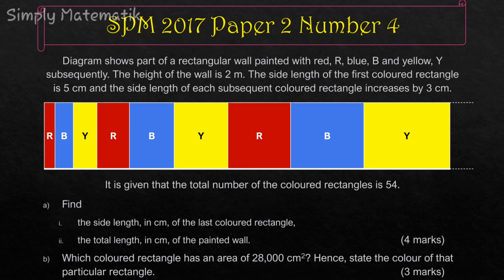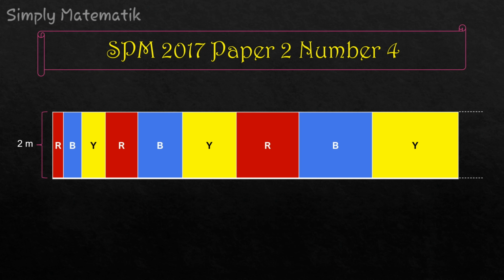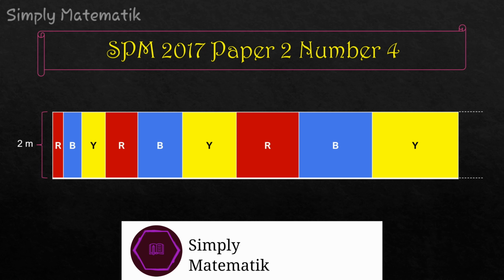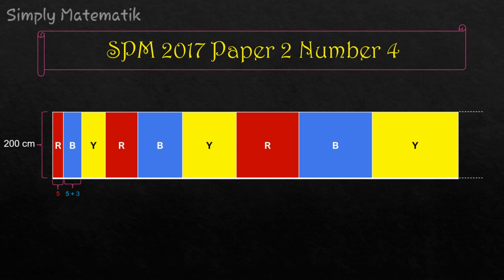So for this question, the keywords are the side length of the first one is 5 cm and it will increase by 3 cm and the total number of rectangles is 54. So this is the sketch of that wall. First we need to convert the height of the wall from meter to centimeter, so that will be easier for our calculation. So we change it into 200 centimeter.